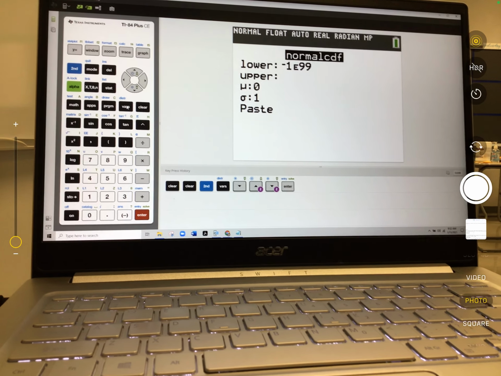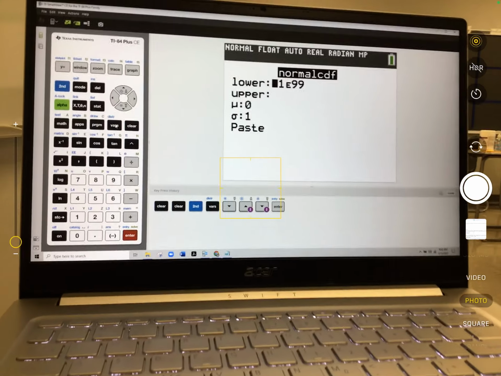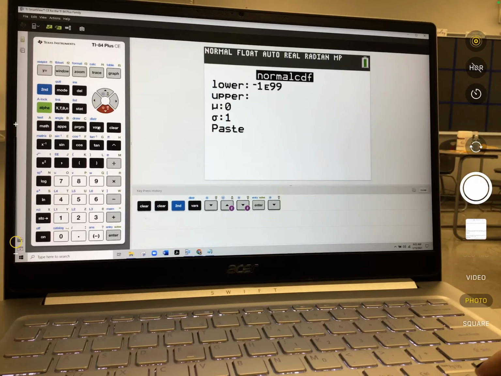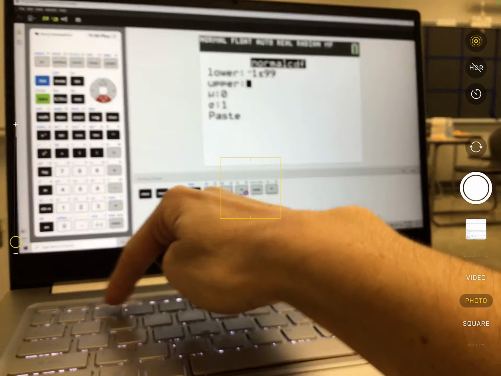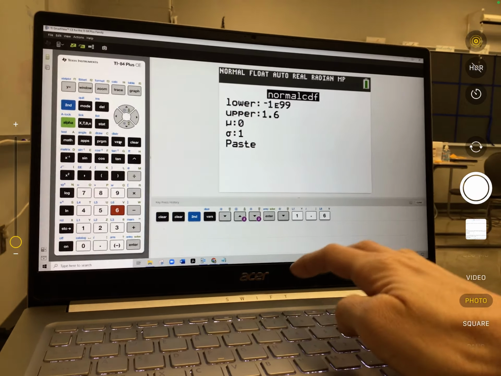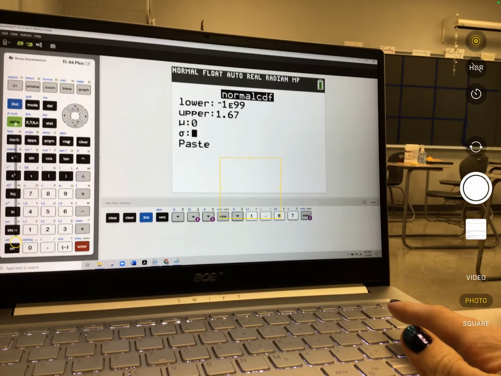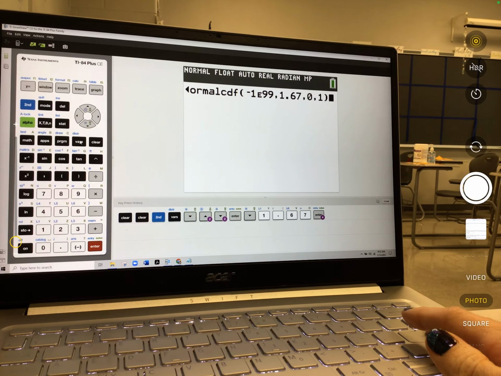So I'm going to leave it like this. I could change it to negative 1,000. As long as it's a very negative number, it's going to be just fine. Sorry for all the shaking camera here. And then I'm going to put in 1.67. Because mine defaults to the standard normal, I don't need to change that. My mean is a 0. My standard deviation is a 1. I can go ahead and calculate it.